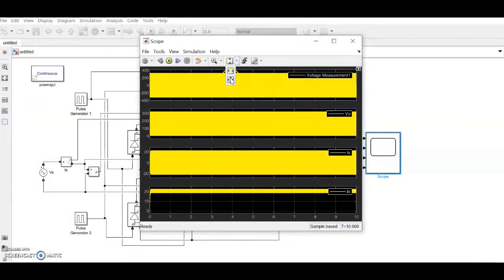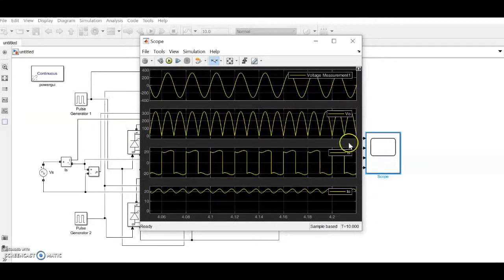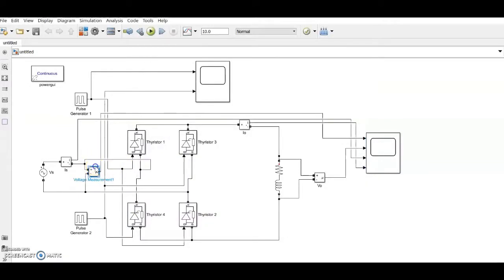You want to observe the waveforms. It's V0, I0. What is that voltage measurement? Let us mark it as VS alone, the source voltage.